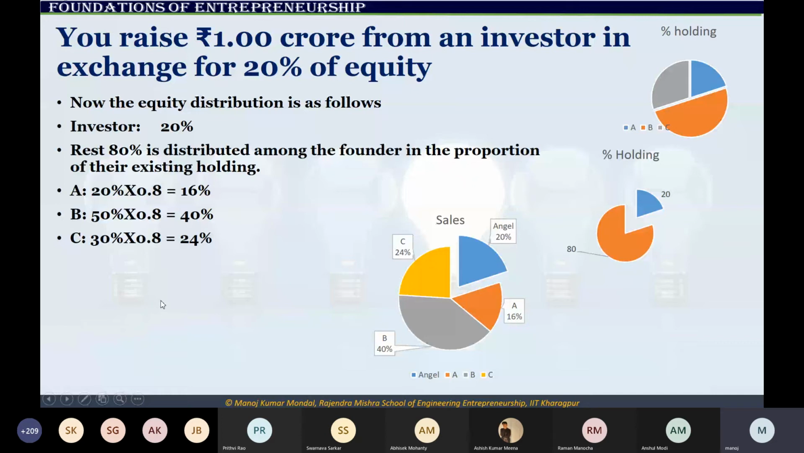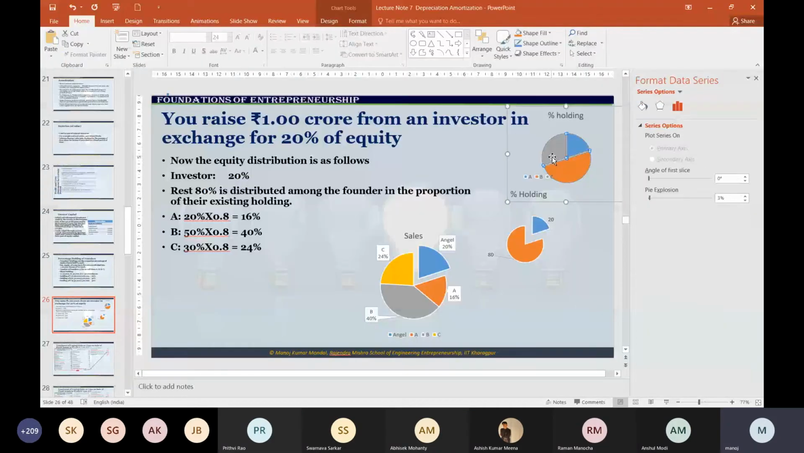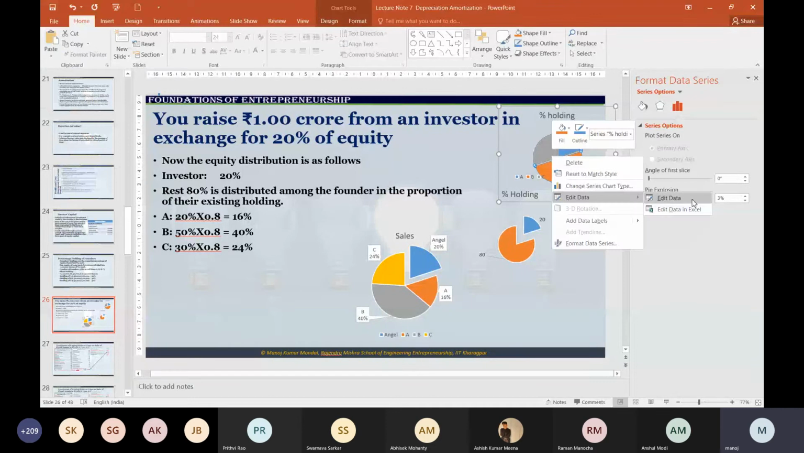Now comes the more interesting part. This is the picture. The top is the picture that you three guys have started the business. It is A, B, C. Total holding is 100%. A is holding... My God, I didn't put the percentage. Just a second. Let me put the percentage here.